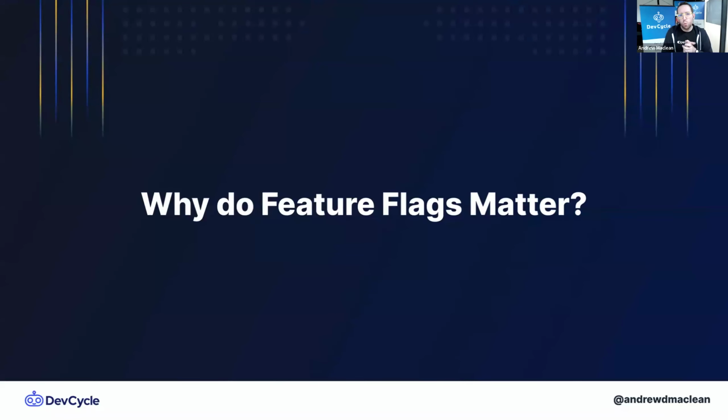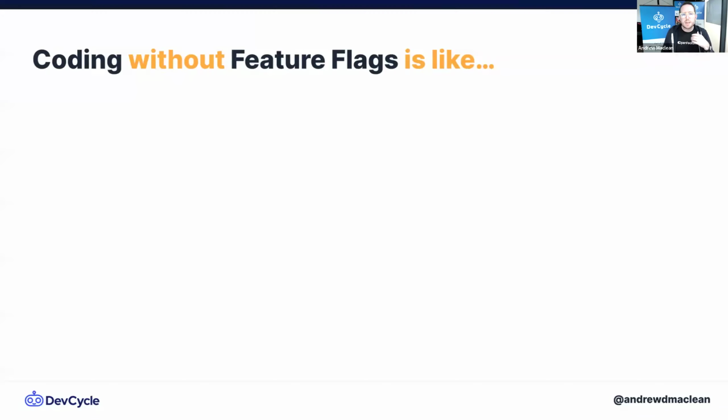Great. So we know what feature flags are, and we know what they look like, and we know roughly what the different types are, which feeds into this question of why do feature flags actually matter? I think use cases are great, but I really like to look at this idea of coding with feature flags by looking at the opposite side of that coin: what coding without feature flags is like.